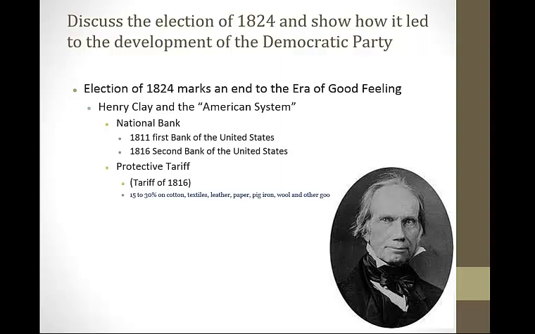The Tariff Act had the support of both John C. Calhoun, so that name's going to keep coming up, take note of his name, from the South, and Henry Clay from the West, and put import duties of 15% to 30% on cotton, textiles, leather, paper, pig iron, wool, and other goods that mostly benefited the North. Again, the idea here is to create an American economy that is not dependent on foreign markets.